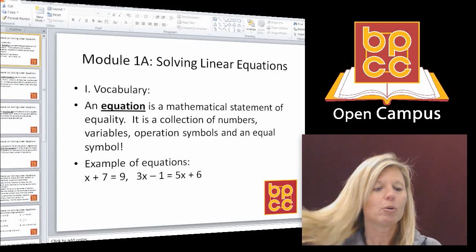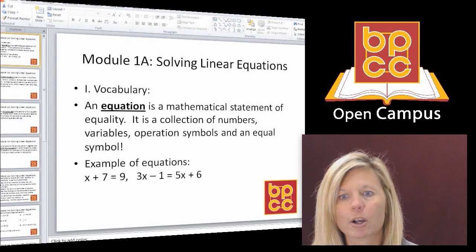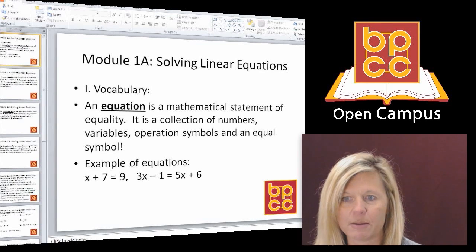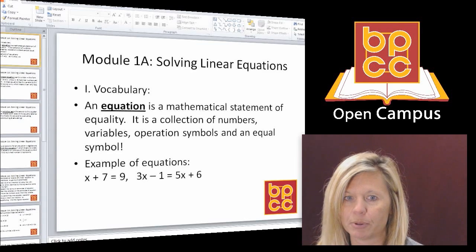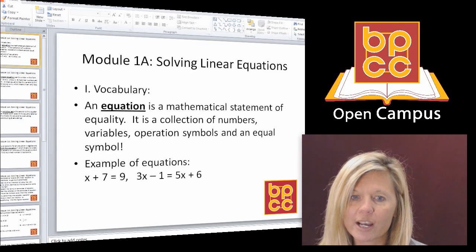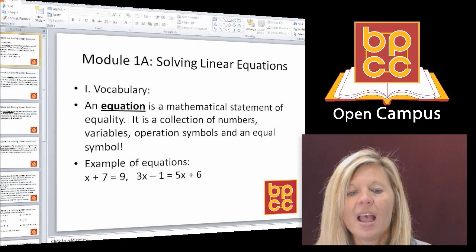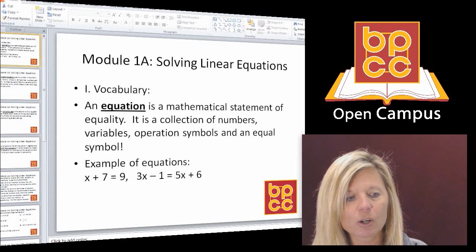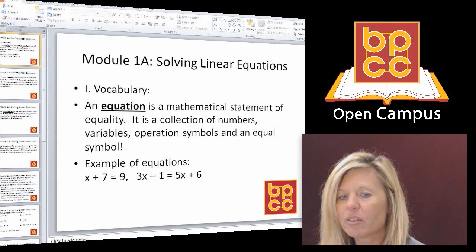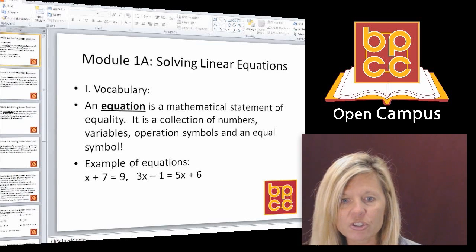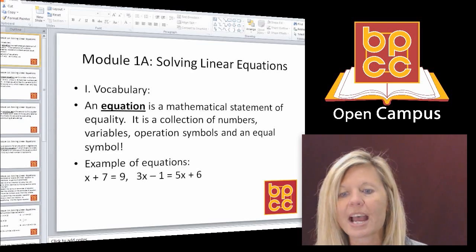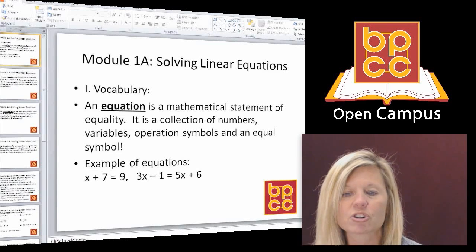Okay, if you recall from your knowledge of algebra, an equation is a mathematical statement. It's a sentence. And an equation contains an equal symbol. So when you have an equation, you have an equal symbol. And that means there's a right side of an equation and a left side. And on the right and left side, there could be numbers, there could be variables, letters, and then there's operations that put those numbers and letters together.